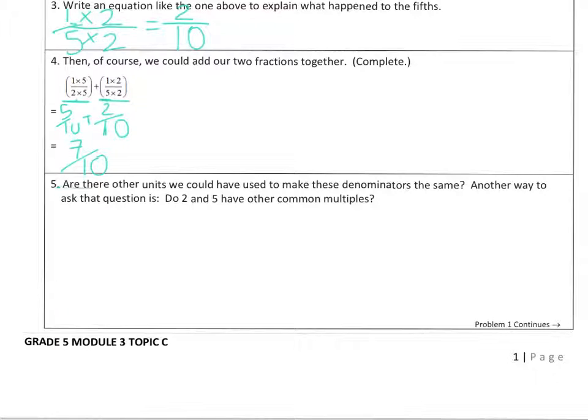Now, are there other units we could have used besides tenths? Another way to think about that is, do 2 and 5 have other common multiples? Well, let's see, 5, 10, 15, but does 2 go into 15? No. But we could have used 20ths, because 2 and 5 both go into 20. But that would have been a little harder and more work, so we'll just stick with our tenths.